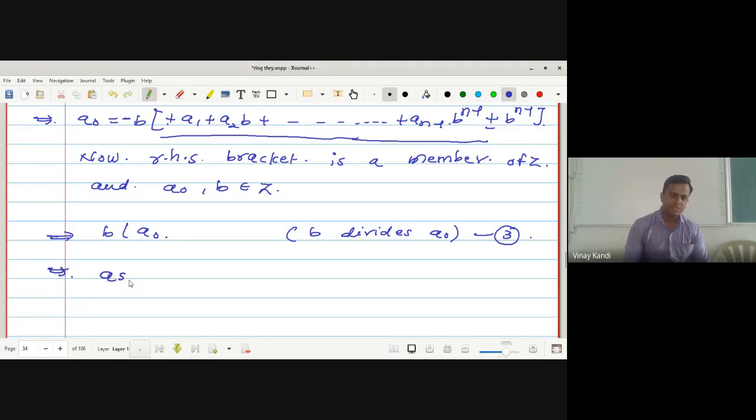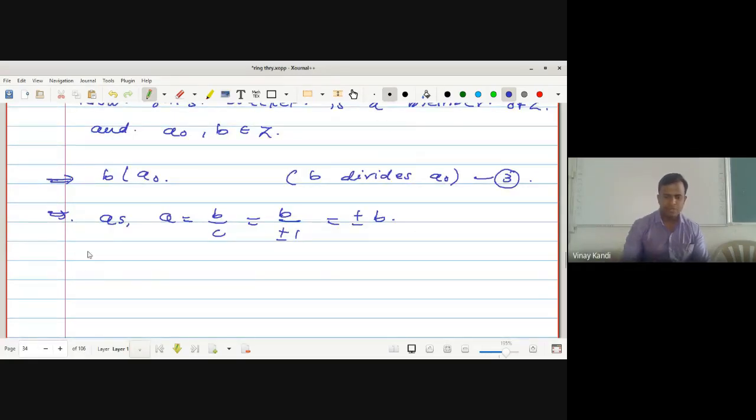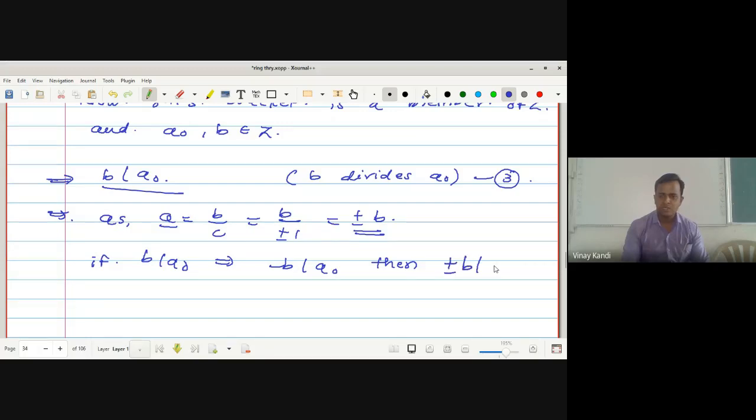Now that implies as a is equal to b upon c, okay, what is the value of c, we get plus or minus 1. What is the value of a, it is plus or minus b. Okay, so that implies if you get here b divides a naught, that implies minus b also divides a naught. याची व्हॅल्यू काय, प्लस मायनस b. b पण a naught ला डिवाइड करतोय, मायनस b पण a naught ला डिवाइड करतोय. ओके, so then plus minus b also divides a naught. That implies a divides a naught. Okay, so this is the proof of the theorem.